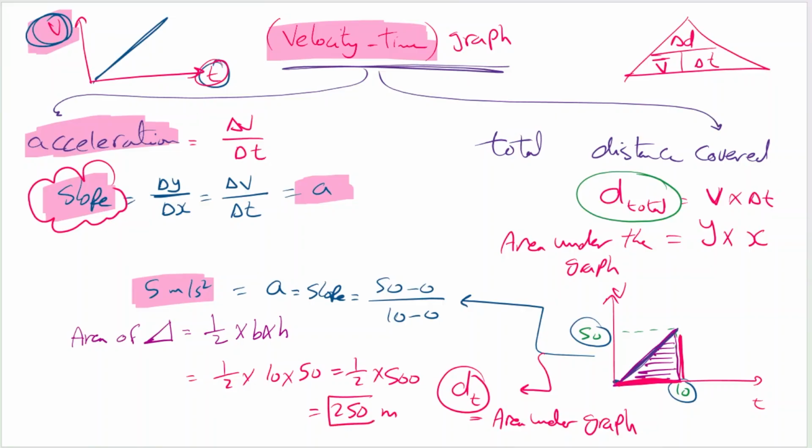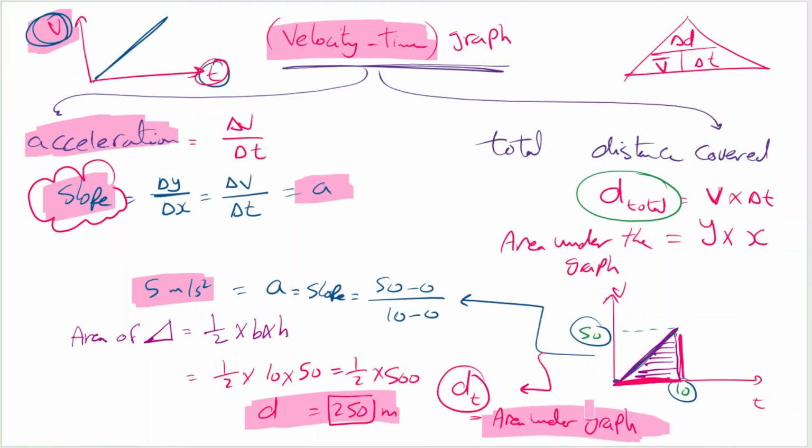This is the total distance. So if you need to calculate the total distance, just calculate the area under the graph. If you need to calculate the acceleration, just calculate the slope, but pay attention, this is for velocity time graph, not for position time graph. This is for velocity time graph.